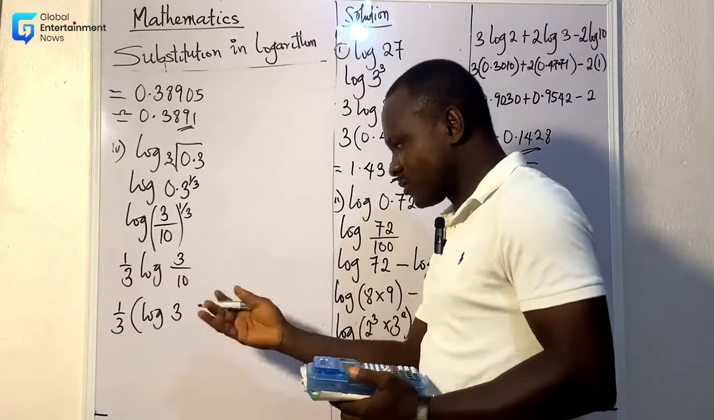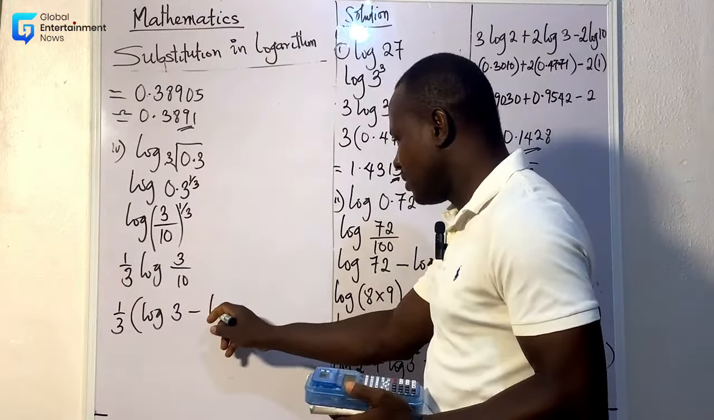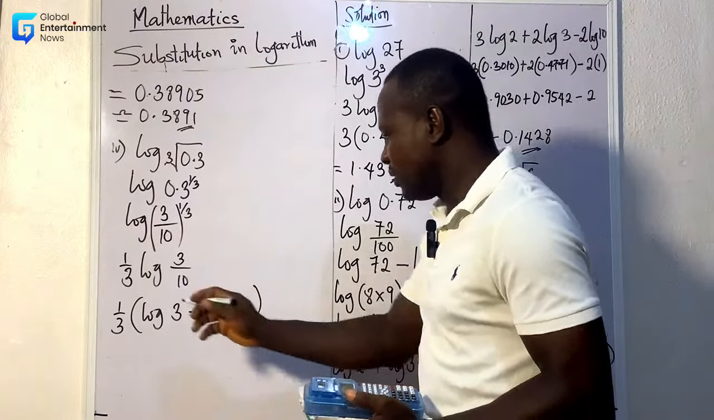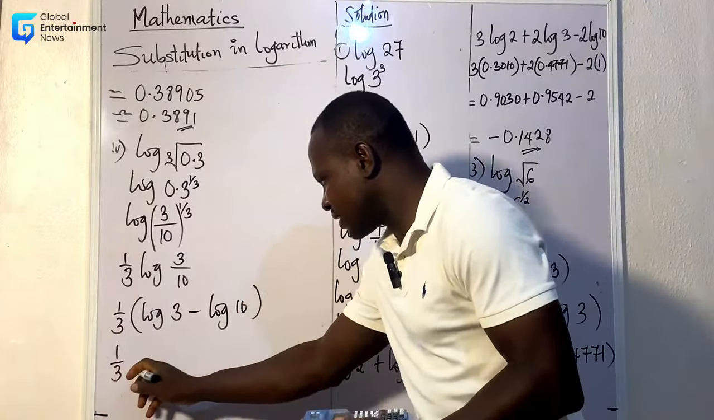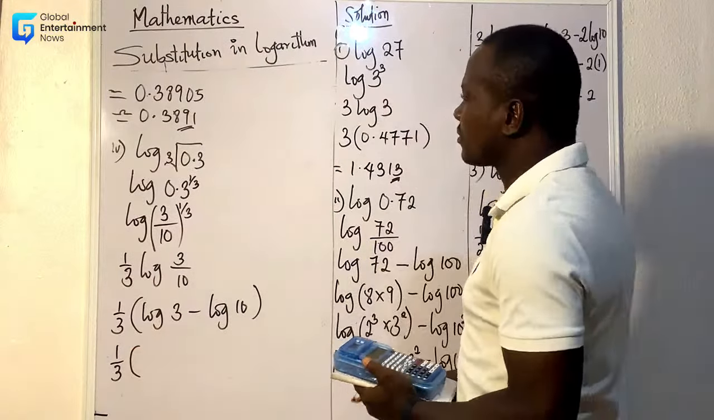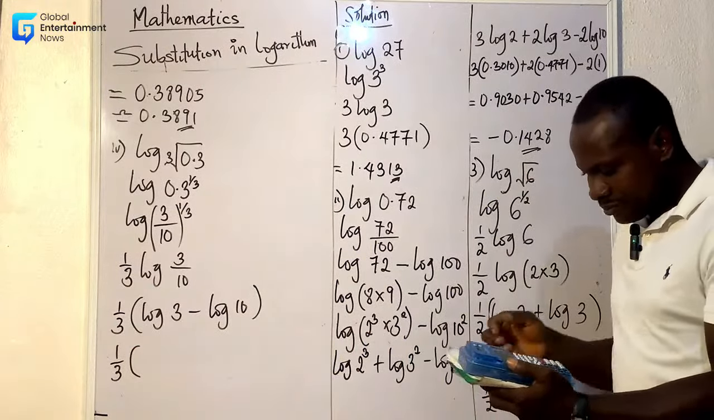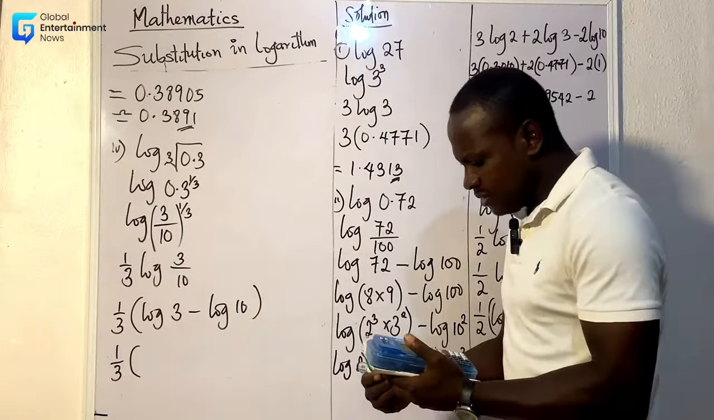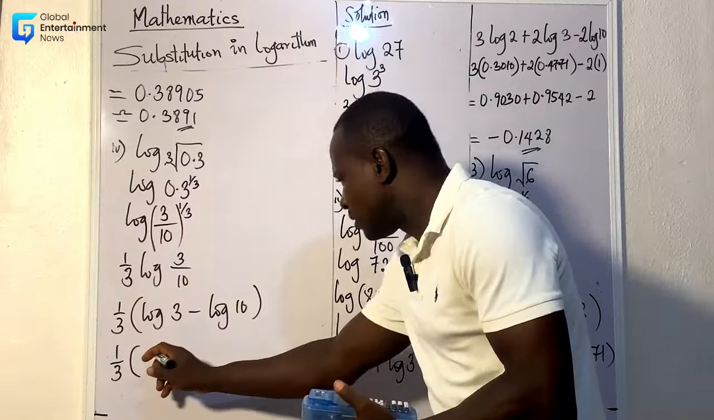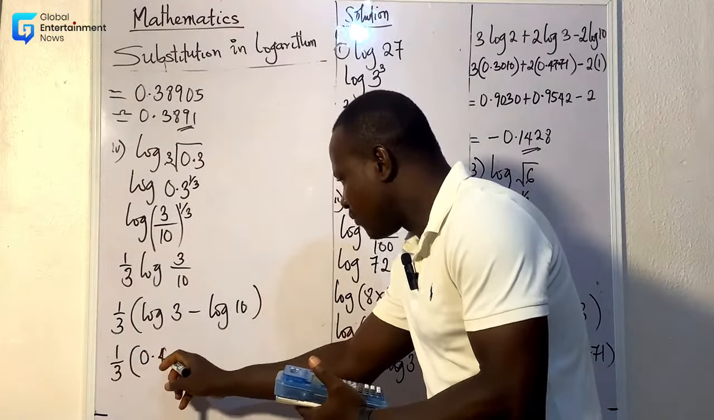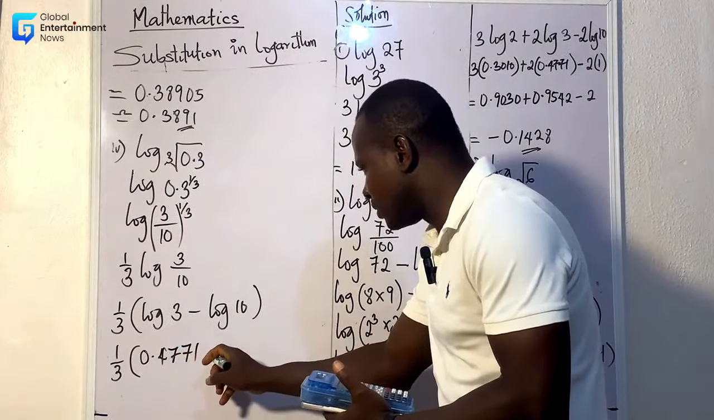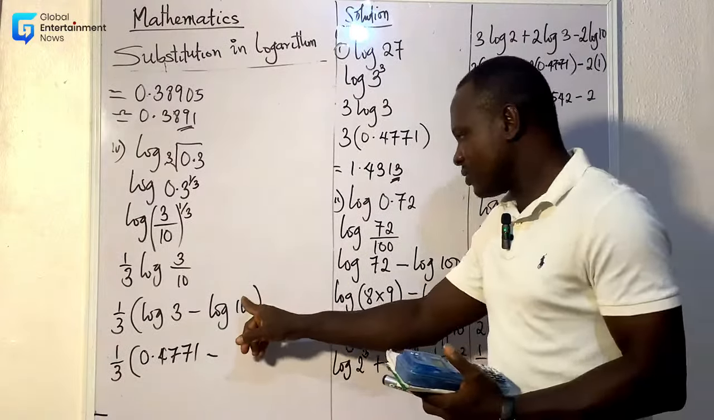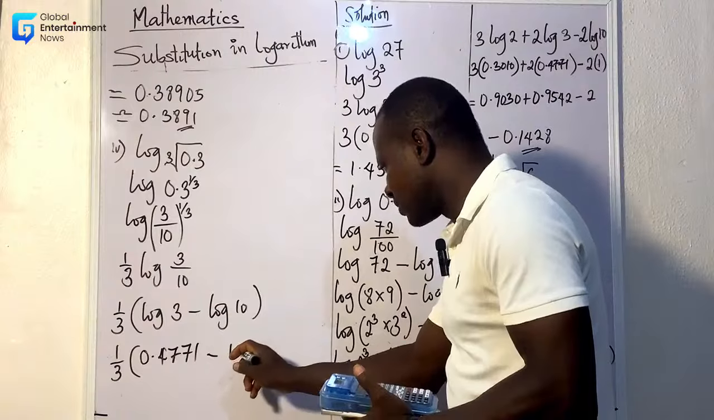Division will be what? Subtraction. Minus log what? Log 10. Then bracket close. So what do we do here? We now say 1/3 bracket. What is log 3? Let's check. Log 3 is 0.4771. Minus, what is log 10? It's 1. So this one will give us 1.